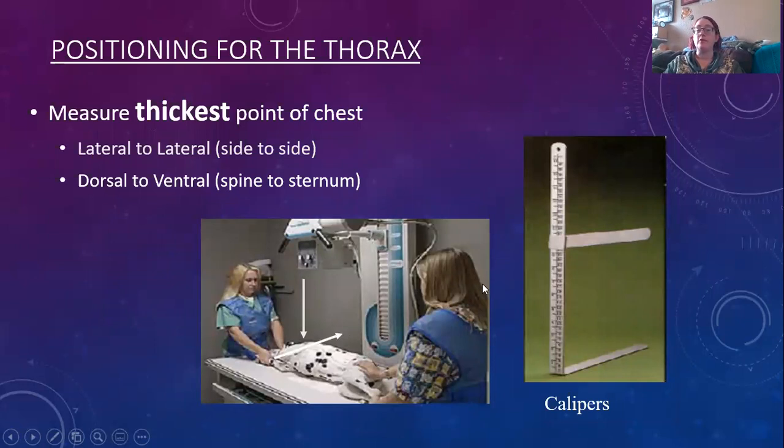Positioning for the thorax, we're going to measure the thickest point of the chest, and we have those arrows right there to help us with that. Lateral to lateral will be side to side for a right lateral x-ray. And dorsal to ventral, the spine to the sternum, is what we use for a VD positioning, using those calipers and measuring in centimeters. Even if you have a fancy digital machine, you should still be measuring using the calipers and put that into the machine to take as good of an image as possible. That way the veterinarian can adjust from there to enhance their image as they need.